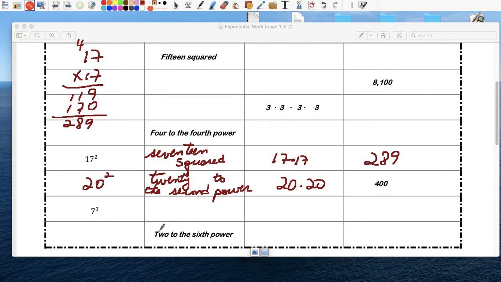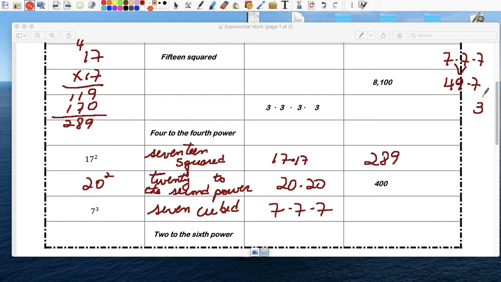Okay. Let's do 7 to the 3rd power. All right, cubed. Remember cubed? 7 times 7 times 7. 7 times 7 is 49. If I multiply 49 times 7, let me see, 63 plus 28, 343.